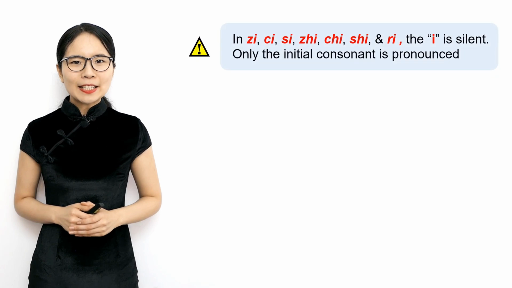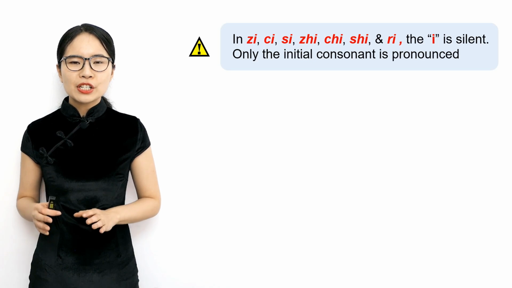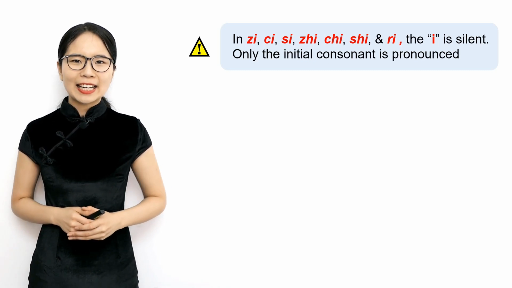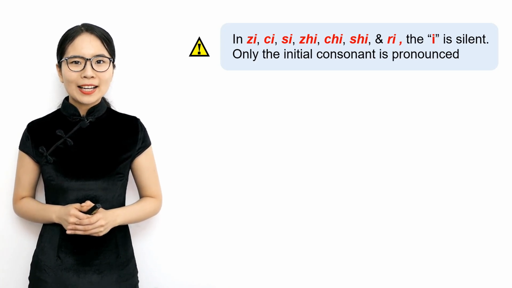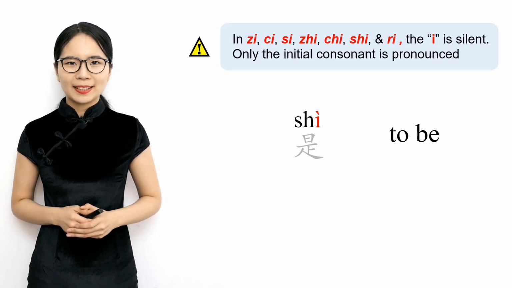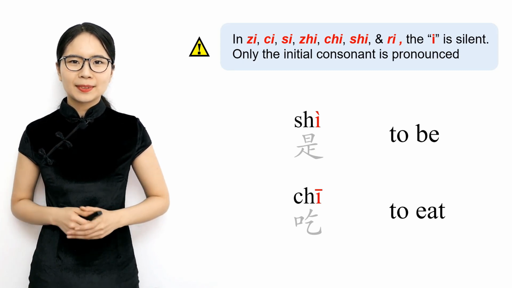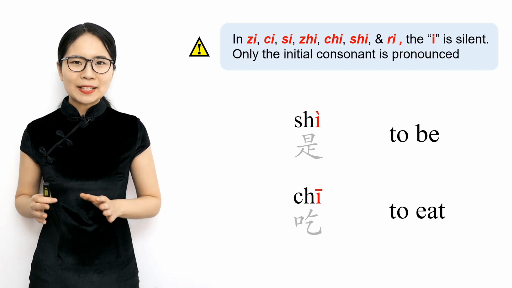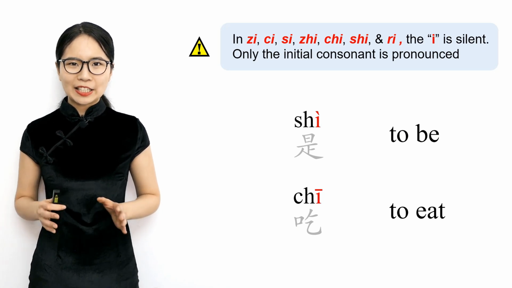Please note that there is a set of syllables where the simple final e is silent. In the 7 syllables z, c, s, zh, ch, sh, and r, the e is silent, and only the initial consonant sound is pronounced. This is why sh to be is pronounced sh instead of she, and ch to eat is pronounced ch instead of chi. This only happens with these 7 syllables, and I'll cover how to pronounce each of these in detail when I teach these initial sounds.